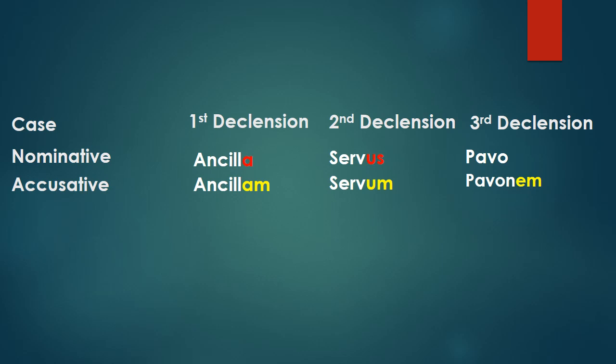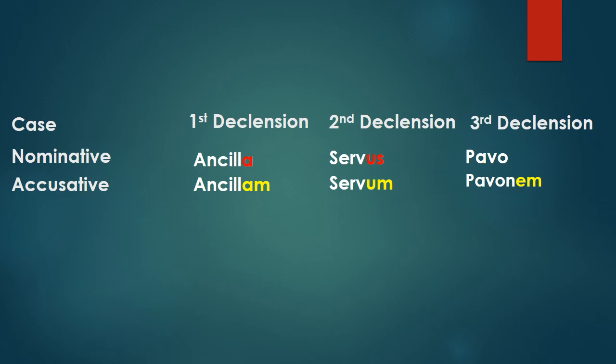And now let's look at the endings. So in the nominative case for the first declension, the ending is a. The accusative case, the ending is am. For the second declension, the nominative ending is us, as in servus, as we saw before, and the accusative case um, as in servum.